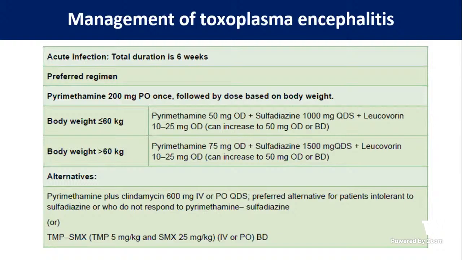It has to be given 4 times a day. Either you are intolerant to it or there is a problem with that. The third alternative which we can give and which we usually give is Septran or cotrimoxazole, given in a dose of 5 milligram per kg trimethoprim or 25 milligram per kg sulfamethoxazole per oral twice a day. So it is important to remember the dosing of Septran that has to be given for these patients. The total duration of this treatment has to be 6 weeks.